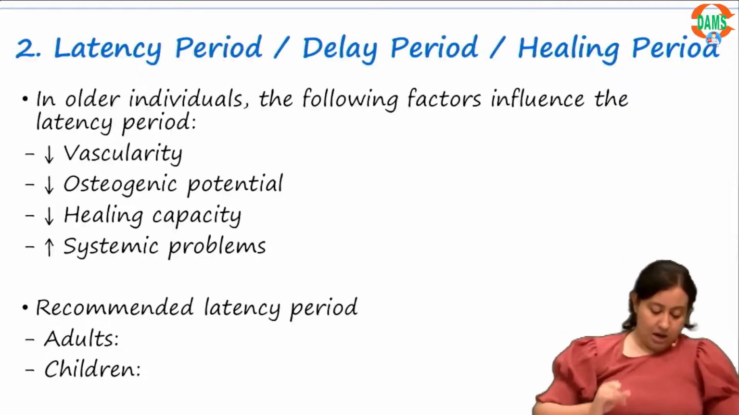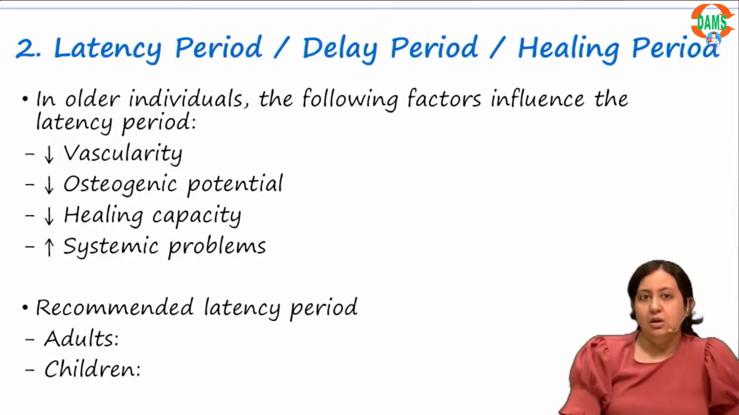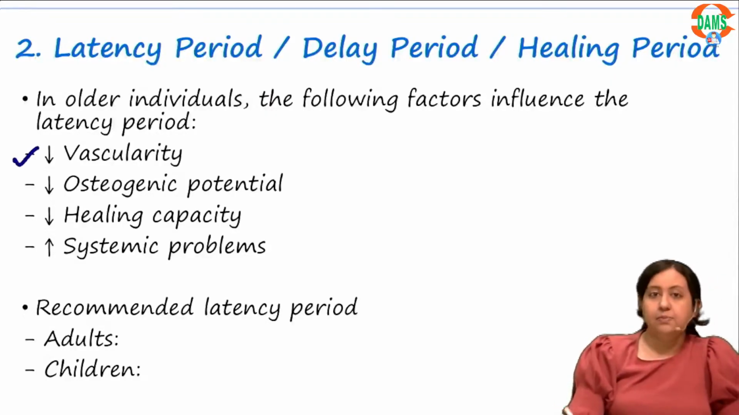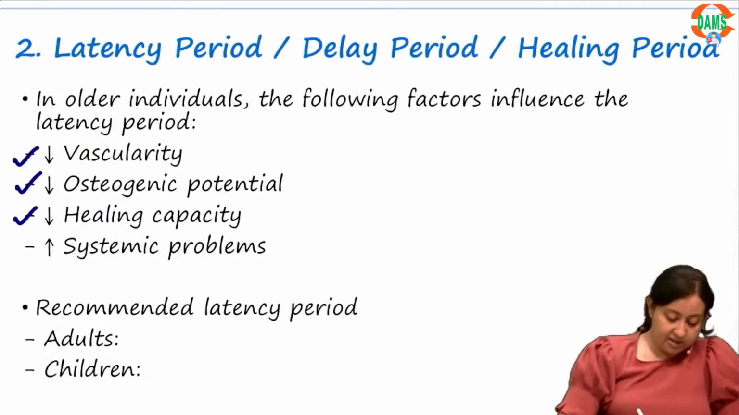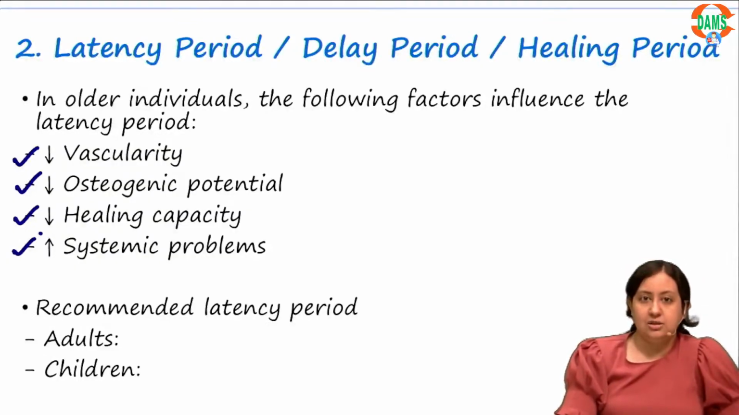Okay. Now, this period is lesser in children and more in adults. So in older individuals, there are certain factors because of which this period is more, because of decreased vascularity, decreased osteogenic potential, decreased healing capacity, and increase in the systemic problems or systemic conditions.